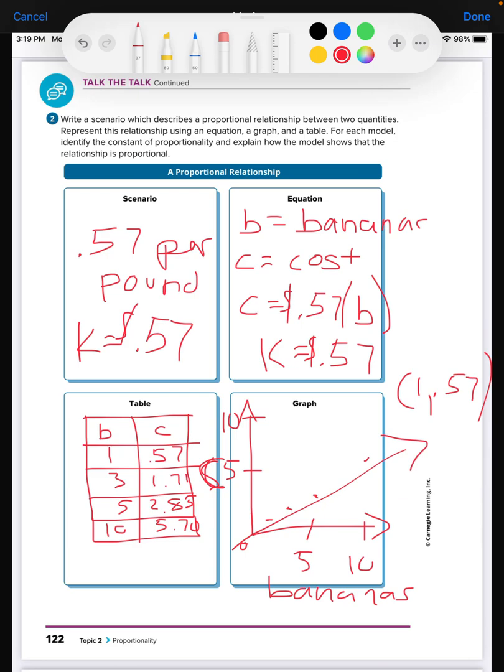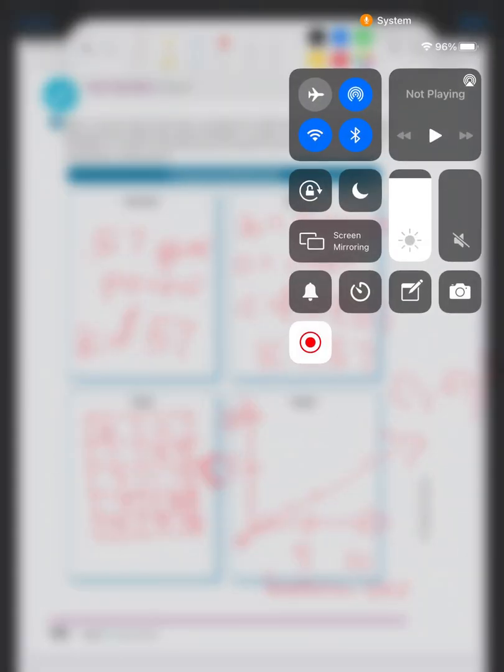So I want you to make up your own scenario. So come up with a scenario, and then give them each a label, make an equation, write your table, and write your graph. All right, if you have questions, let me know. All right, and then your homework is on page 125 and 126, numbers 1 through 6. All right, enjoy.